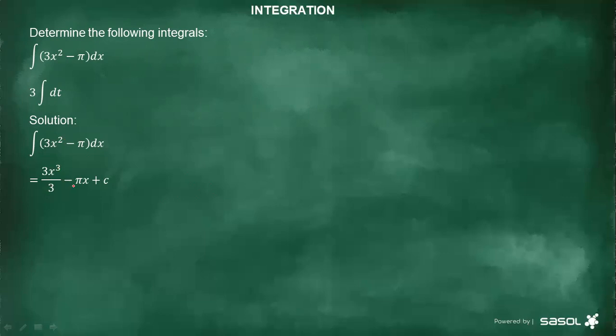Divided by 3, plus negative pi x plus c. Don't forget to write this c. The same terms reward a mark for that. Just write c. And then you can also simplify this one. 3 divided by 3 is 1. So the answer can also be x cubed minus pi x plus c.